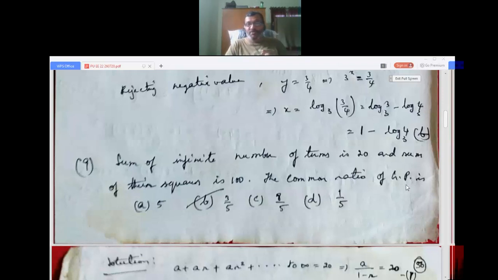So from here we come to know that it is a question in GP, geometric progression. The common ratio, the common notation is R, so we have to find R here. The common ratio of the GP is: first option 5, second option 3 by 5, third option 8 by 5, fourth option 1 by 5.